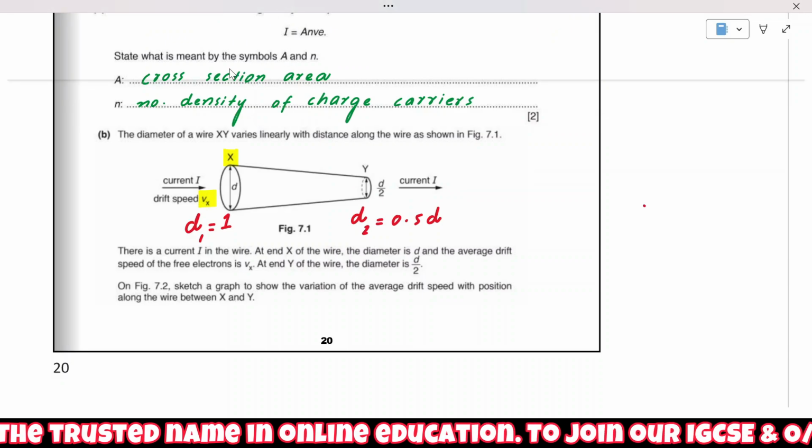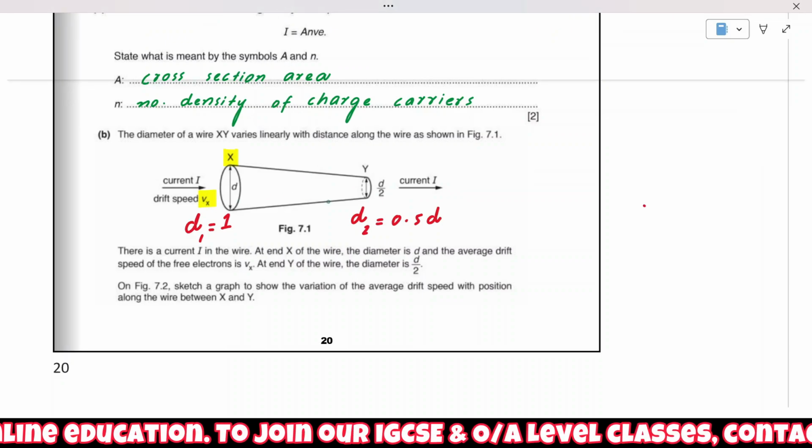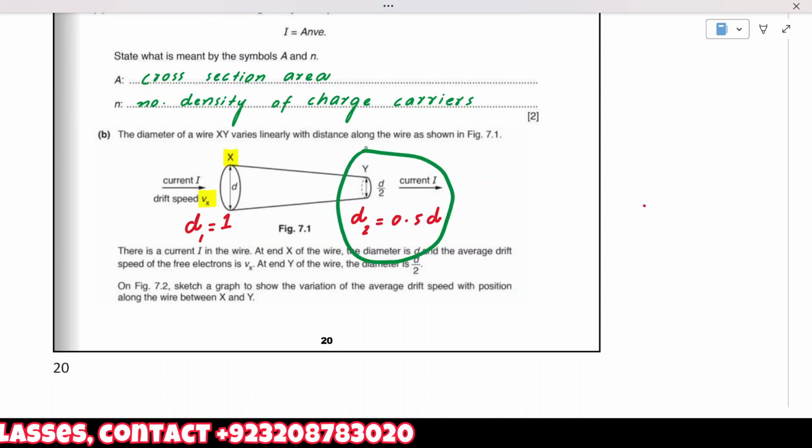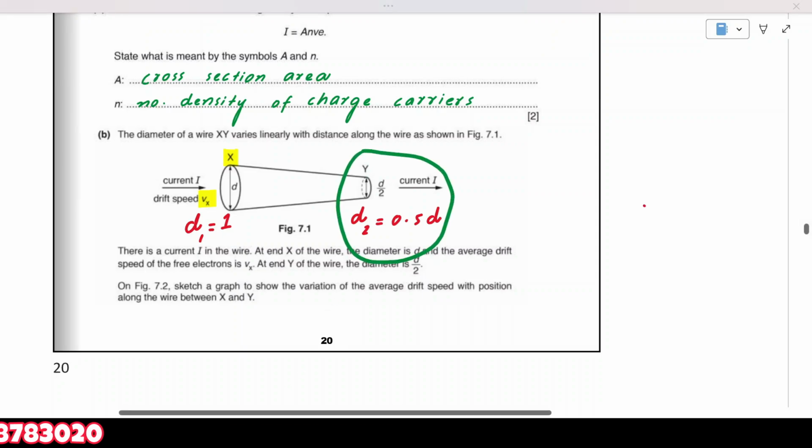Okay, now the question is, if the diameter is reduced to half, what would happen to the drift speed? Can anyone answer this question? If the diameter is reduced to half, what happens to the drift speed? And let me make it easier for you. How many times would the drift speed increase if the diameter is reduced to half?